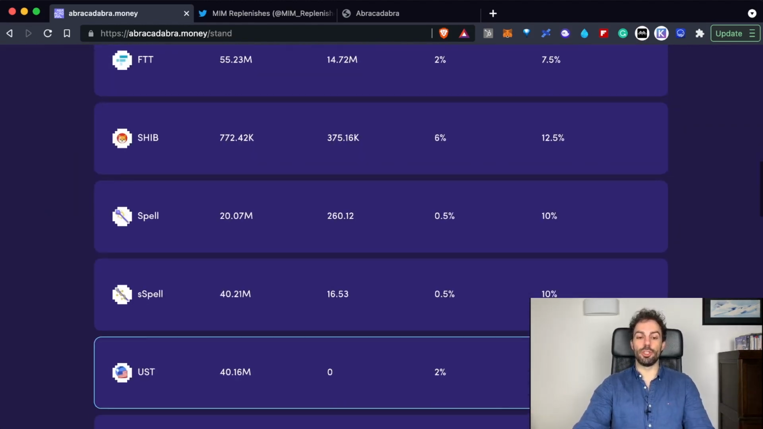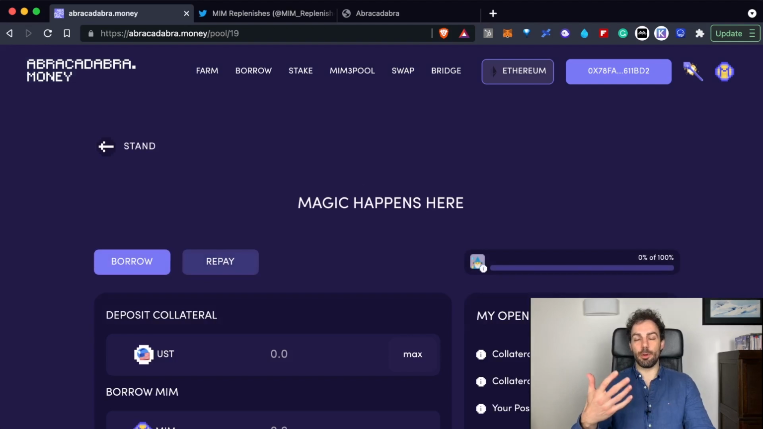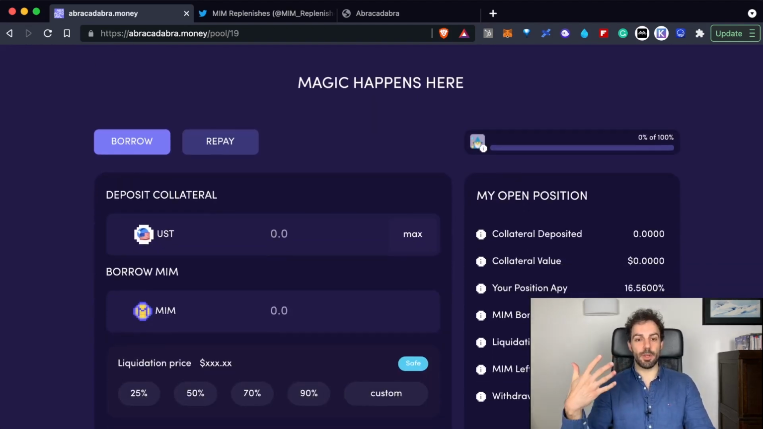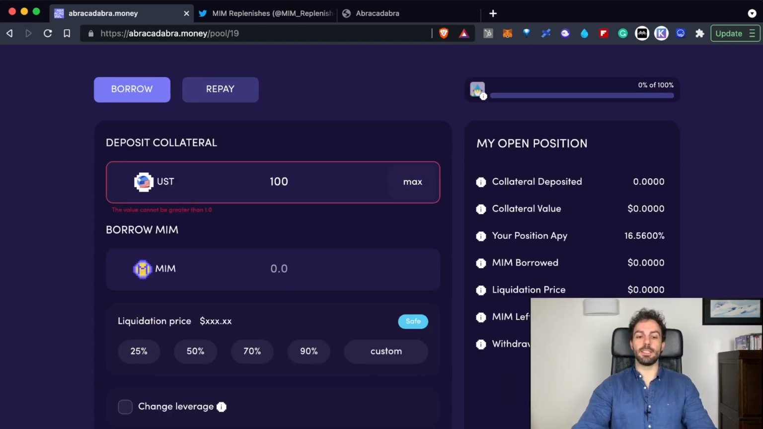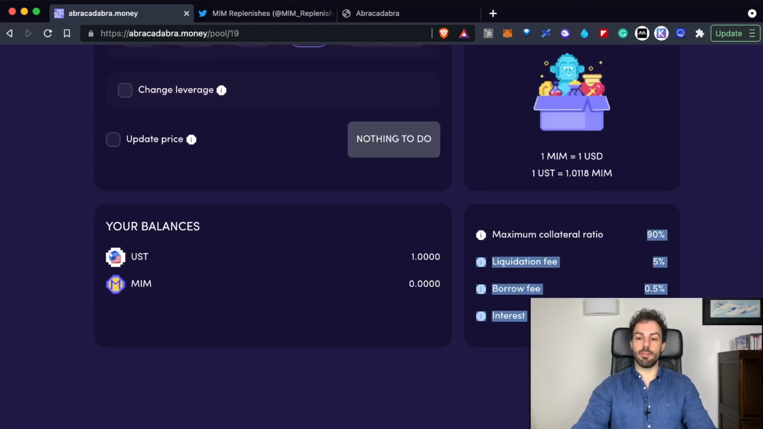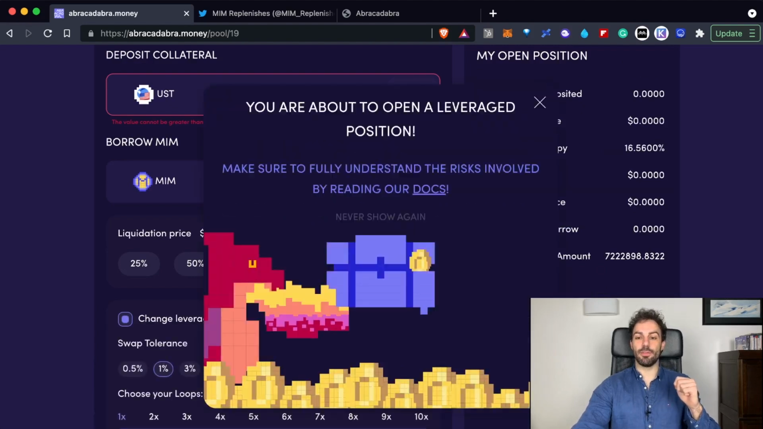The hottest asset right now that is supported is without any doubt USD. USD is a stablecoin from the Terra ecosystem, and if you have some USD, you can come to Abracadabra Money and just deposit it here. Let's say that you want to deposit 100 USD, and you can borrow against your USD some MIM, let's say 90% of your deposit. Remember that here you can find all the different information. What is powerful is that you can use the leverage. What does leverage mean?